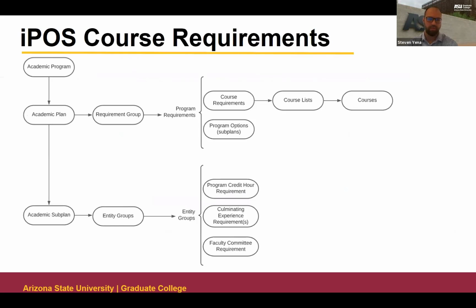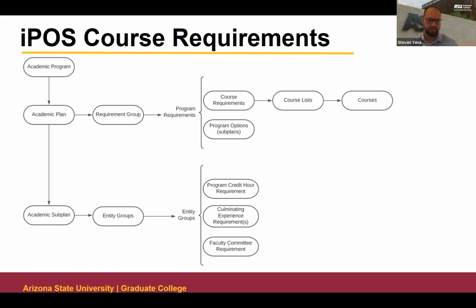So this is walking through visually the course requirement setup for the iPOS. We start at the academic program, which you can think of as the college, then we walk down to the academic plan, and then we go into what's called a requirement group in PeopleSoft. And then from there, it's the program requirements. So we're setting up the course requirements, the course lists, and the courses. And then sometimes the program options, for which we use subplans. So if they have different culminating experiences or flavors of what that would look like, we have the academic subplans.